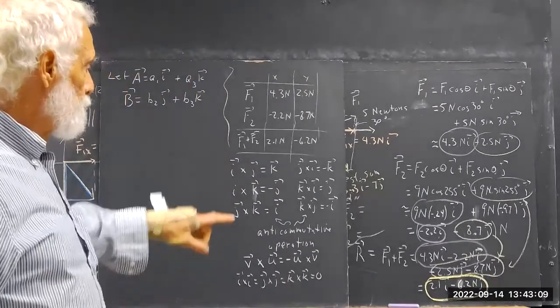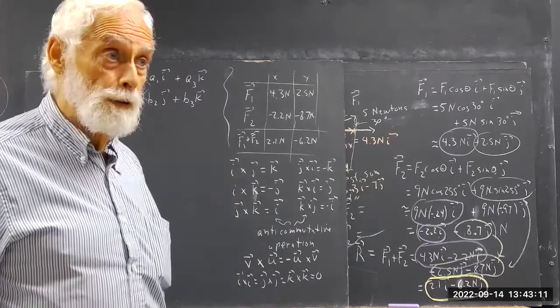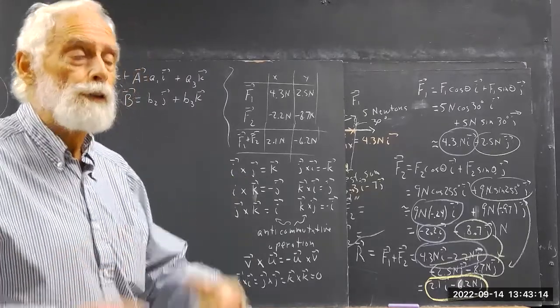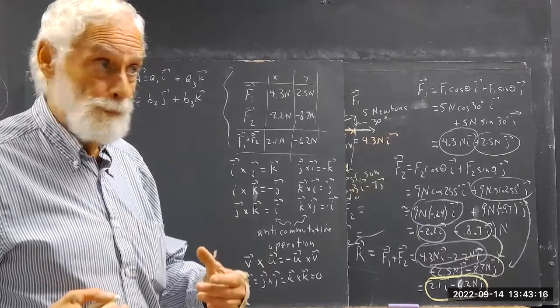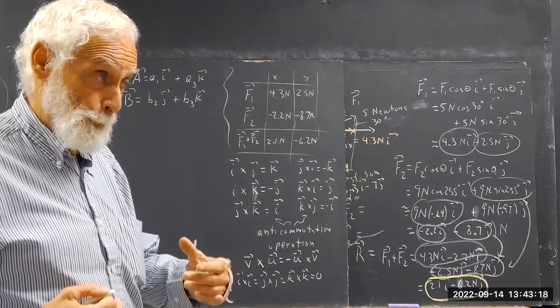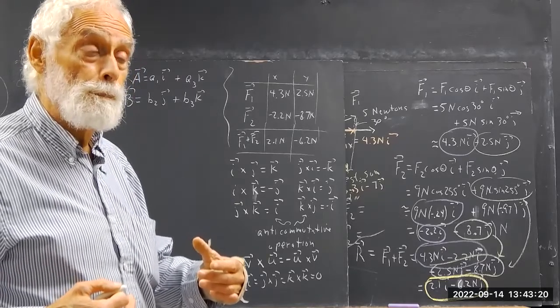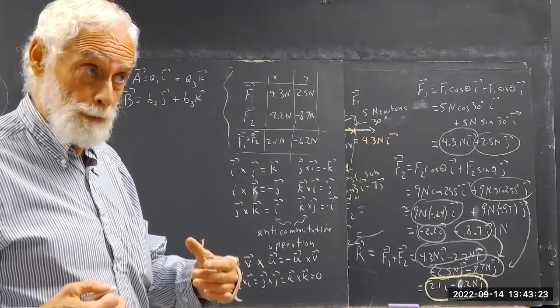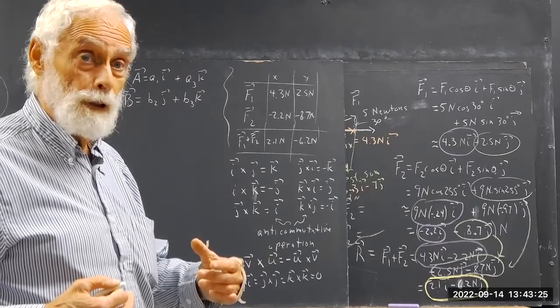What I said before is if two vectors are perpendicular, then the magnitude of their cross product is the product of their magnitudes. If they're parallel, the cross product is 0.